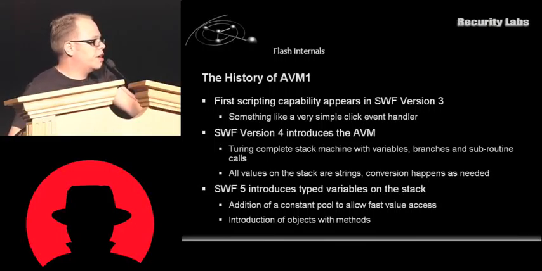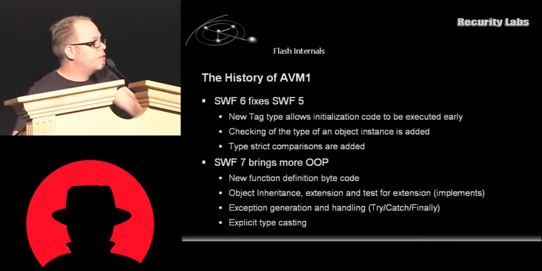In Swift version 5, they discovered that a constant pool is actually a relatively good idea. And so they introduced constant pools and objects that could have methods. In Swift version 6, they discovered that if you have objects, it would be really interesting to have initialization code. So they introduced a new tag type for that.